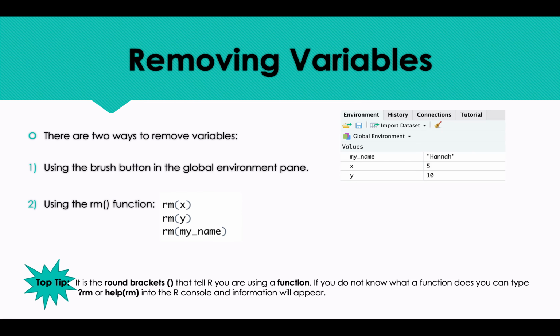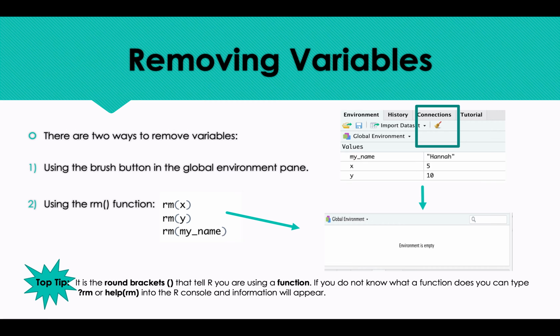There also may be times that you want to remove variables that you have created. You can do this in two ways. You can either use the brush button in the global environment pane, which you can see here, or you can use the remove function by typing rm and then in brackets the variable name that you want to remove. In both cases, they will be removed from your global environment and it will look like this.